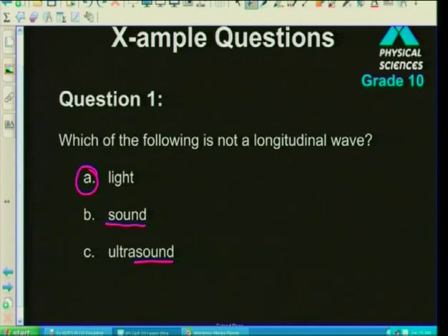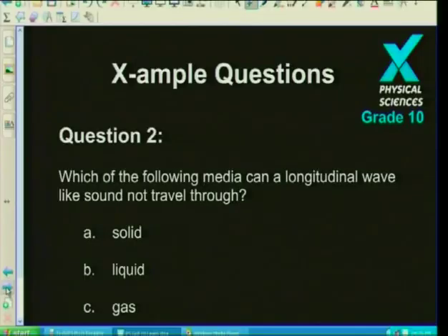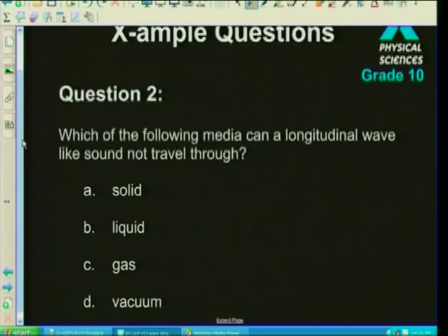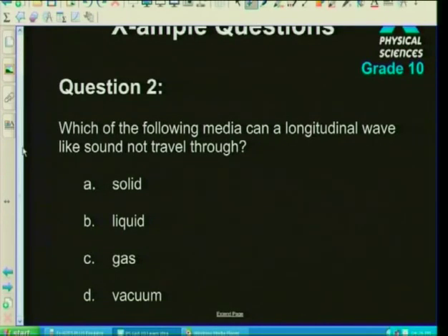That was nice and easy. That's how you work out your multiple choice when you go to tests and exams, grade 10s. Don't just pick a letter because you can. Think through what your choices are. Now, question 2. It says, which of the following media, that is the plural of medium, can a longitudinal wave like sound not travel through? Let's talk through these as well.